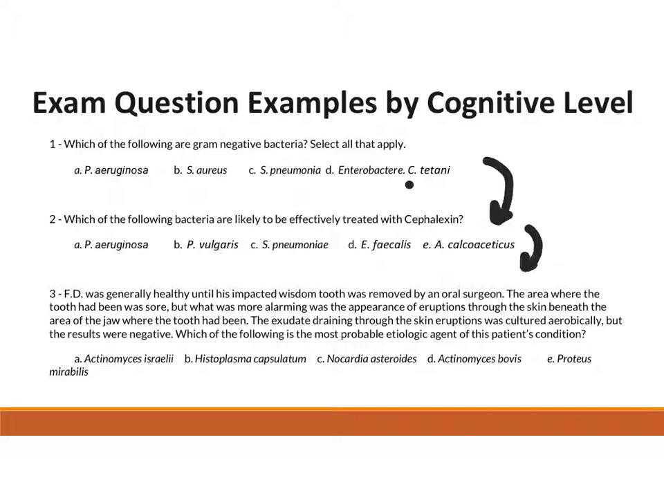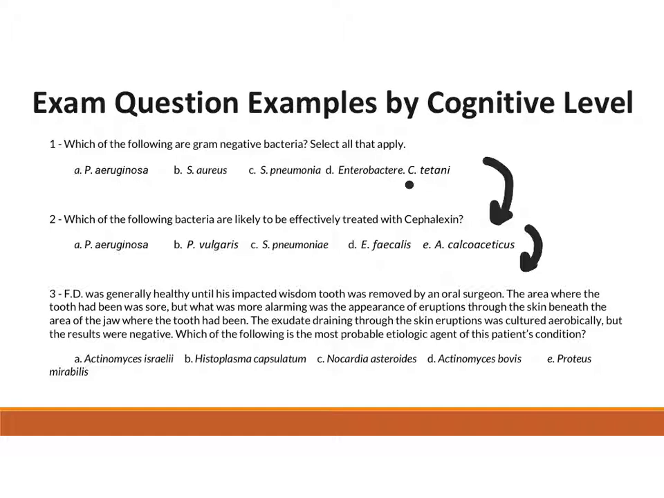Now, if we go to the third one, it says, FD was generally healthy until his impacted wisdom tooth was removed by an oral surgeon. The area where the tooth had been was sore, but what was more alarming was the appearance of eruptions through the skin beneath the area of the jaw where the tooth had been. The exudate draining through the skin eruptions was cultured aerobically, but the results were negative. Which of the following is the most probable etiologic agent of the patient's condition? And again, there are multiple choices here.